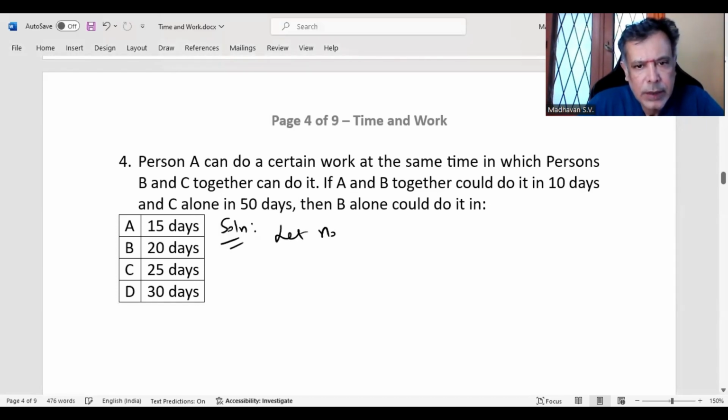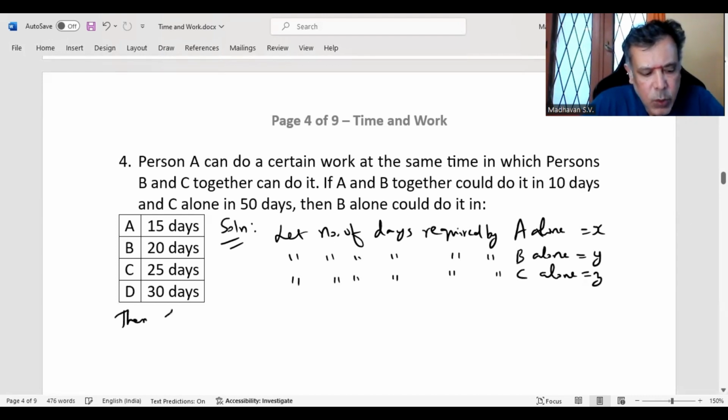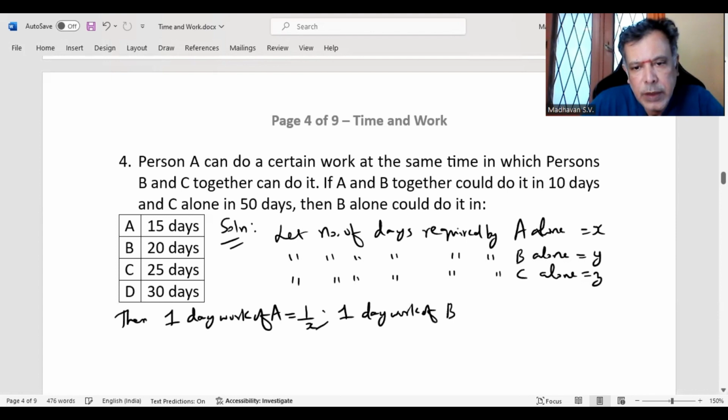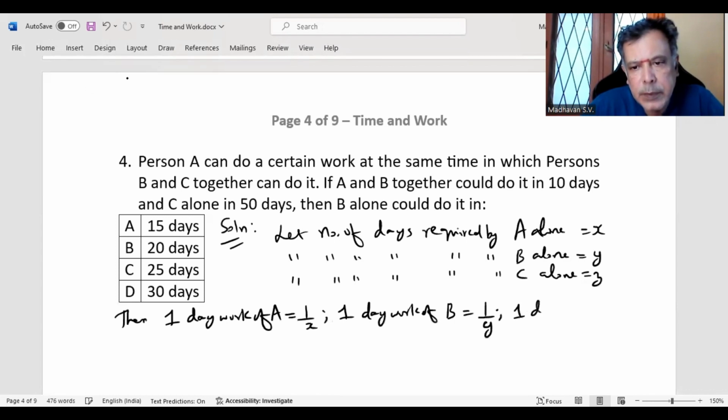First, let us consider the number of days required by A alone equal to X. Let the number of days required by B alone be Y. Let the number of days required by C alone equal Z. Then we can say 1 day work of A will be 1 by X, 1 day work of B will be 1 by Y, and 1 day work of C will be 1 by Z.